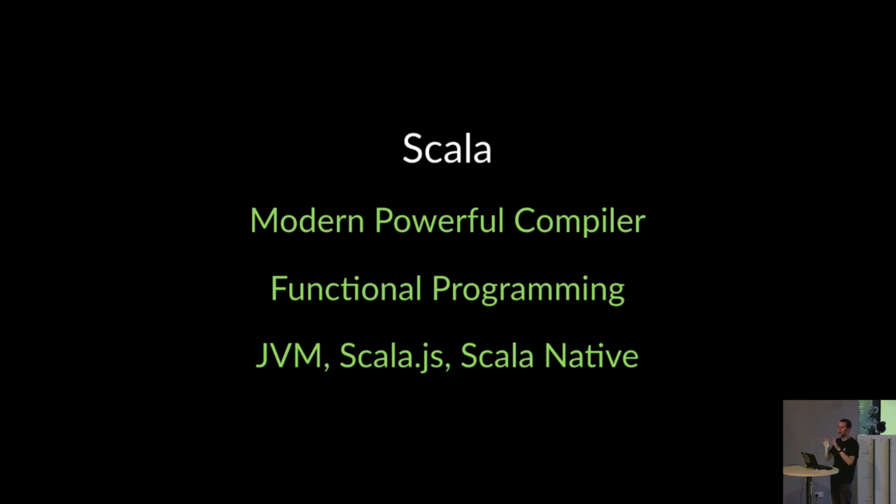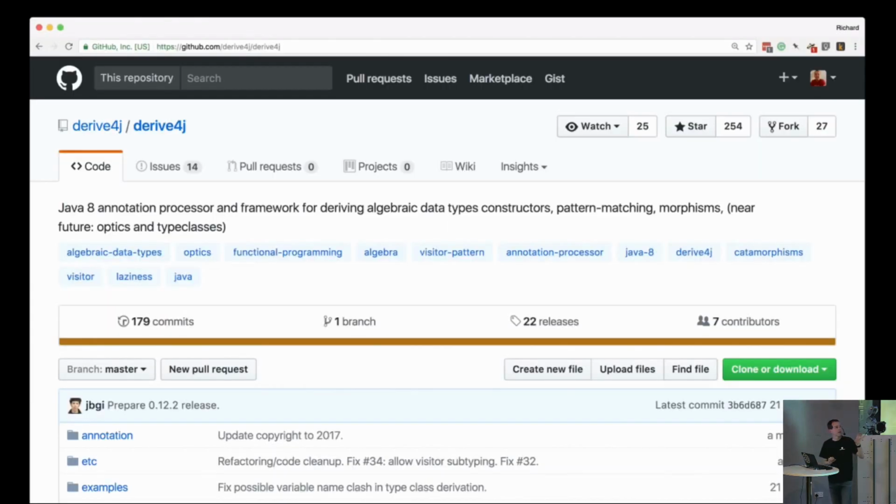I don't suggest you go implement your own Scala compiler, but as luck would have it, just a few days ago across my Twitter feed, I saw this project. I know nothing about it. This is not a recommendation, okay? Called Derive4J. And I don't know if it's any good or not, but it's got all the right words in it, right? So a Java 8 annotation processor, whatever that is, for deriving algebraic data types. Oh, we've heard about them. They're useful. Pattern matching, and in the near future, type classes.